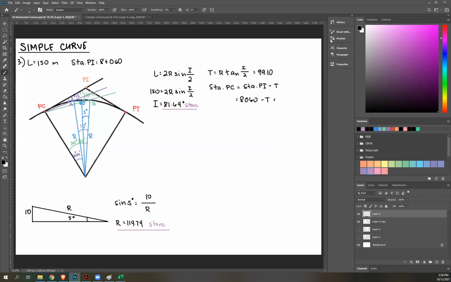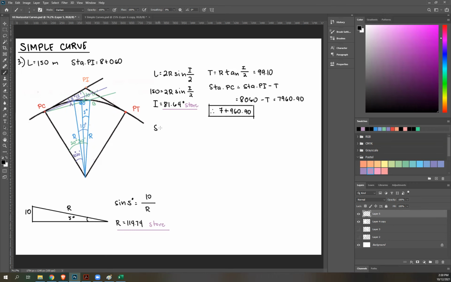So that's 7960.90. And then to get the final answer for station, that is separating the kilometer. So that's 7 plus 960.90. So that's how you write stations. Okay, so that's station PC.